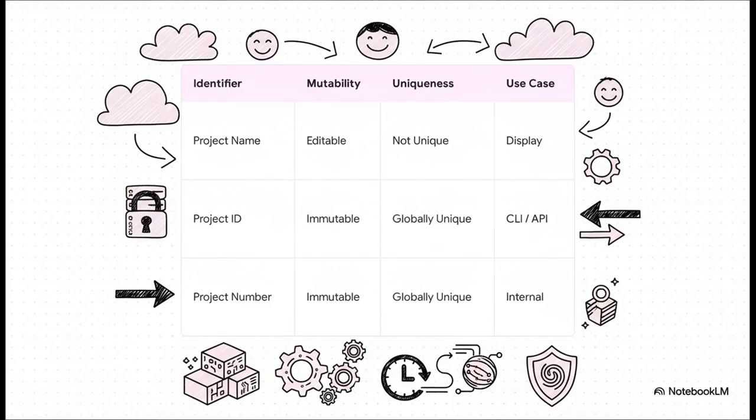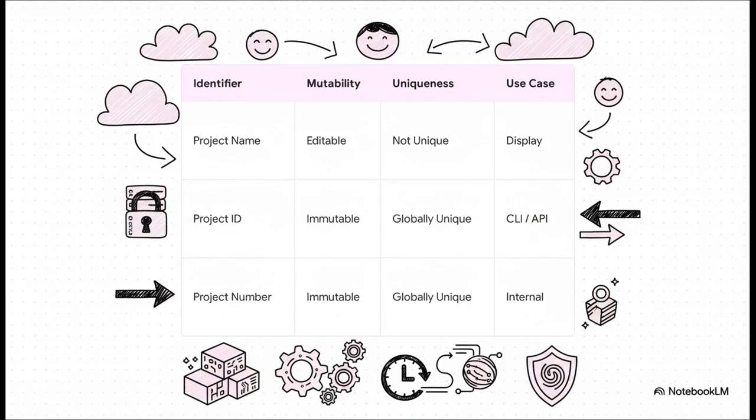First, you've got the project name. This one's for us humans. It's a friendly label, like My Awesome App, and you can change it anytime you want. Then we have the project ID. Now this is for the machines, for the APIs. It's globally unique, something like my-awesome-app-123. And here's the key. It is immutable. You can never, ever change it. Why? Because every API call and every internal Google service uses this ID to find your stuff.